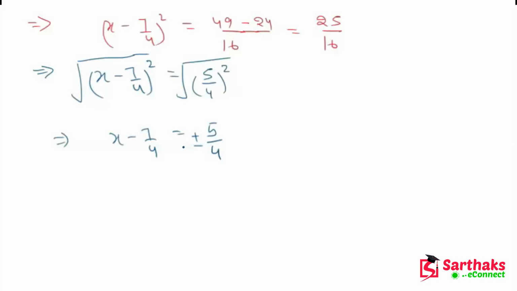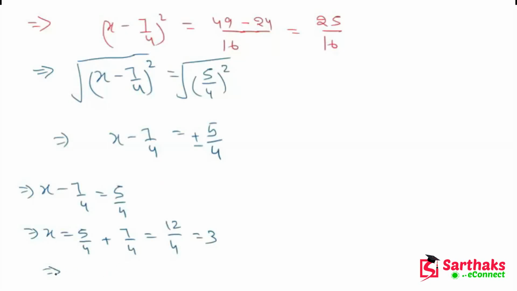Okay, my dear friends. Now in this case, first let's take the positive sign. x minus 7/4 is equals to 5/4. We get x is equals to 5/4 plus 7/4. 4 is the LCM, 5 plus 7 is 12, and if you solve it, we get 3. So from the first case, we get x is equals to 3.